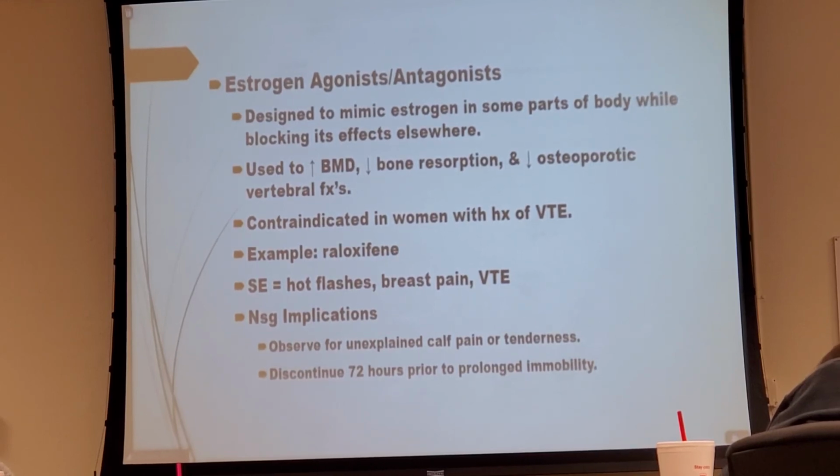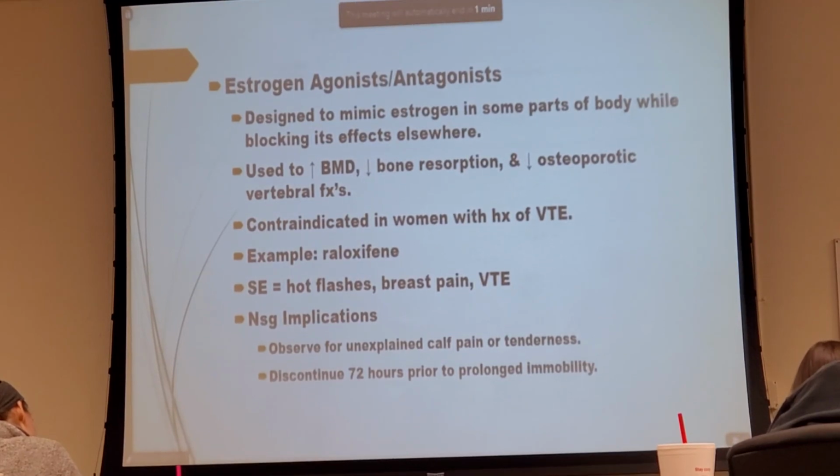Estrogen agonists and antagonists. These medicines are designed to mimic estrogen. So like we talked about, osteoporosis develops when people's hormone levels start to drop with age. So these kind of mimic estrogen in places, but not everywhere, to try to decrease the side effects of taking that extra estrogen. They are contraindicated.